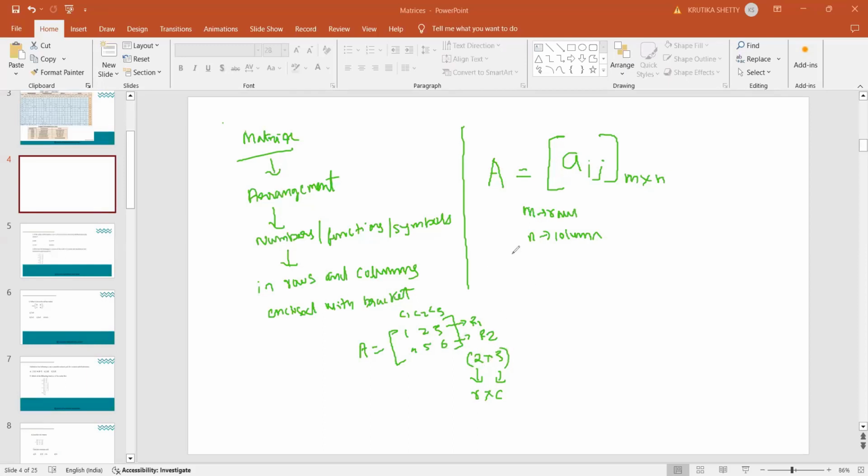A question may be asked in an MCQ type: the number of elements of a matrix. The number of elements of a matrix will always be the product of the number of rows and the number of columns, so m into n, mn. In this example, you can see two rows and three columns, so 2 into 3 equals 6. Altogether there are six elements over here.